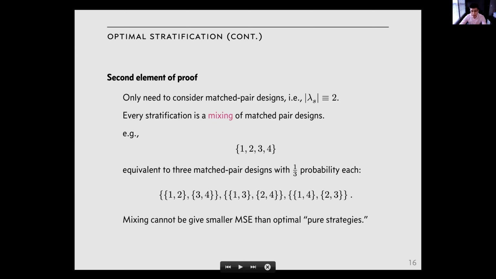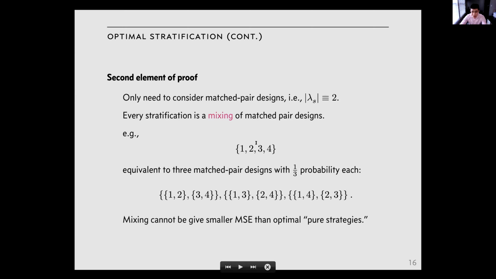So that's one match pair design. Or 1, 3, and 2, 4. That's another match pair design. Or 1, 4, and 2, 3. That's another match pair design. So implementing all 3 match pair designs with 1/3 probability each, it is equivalent to implementing that.